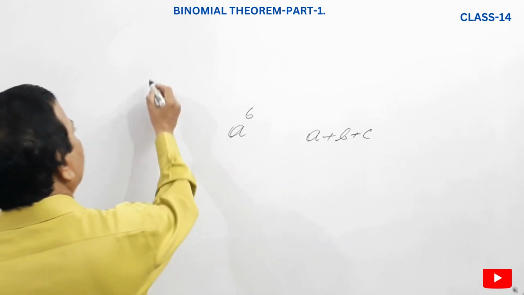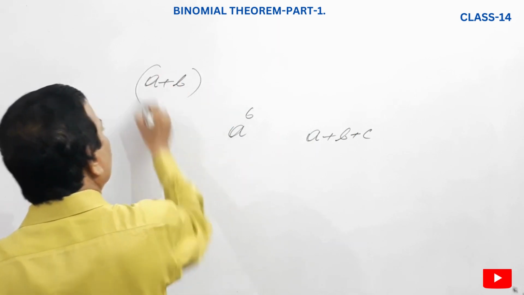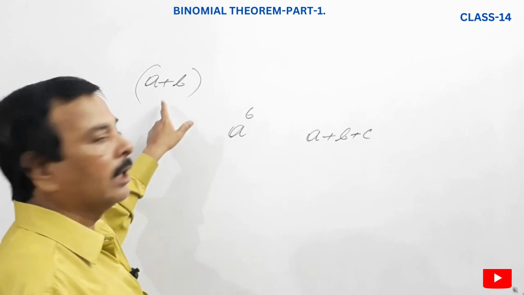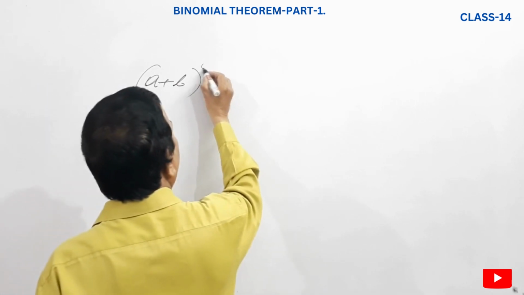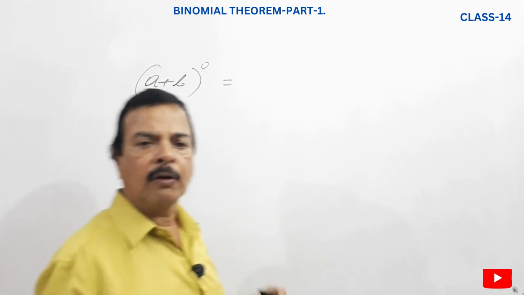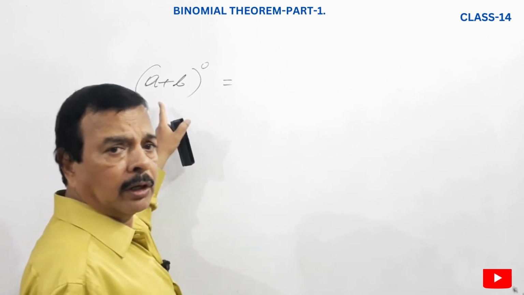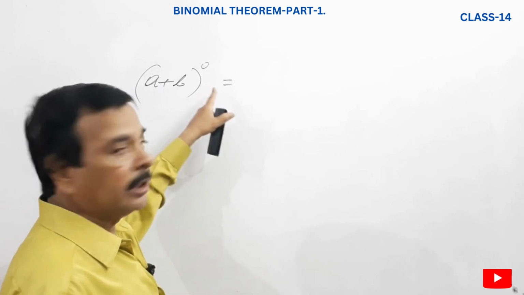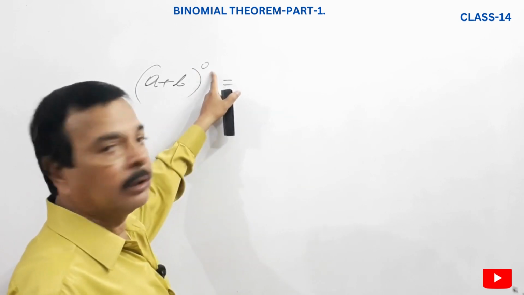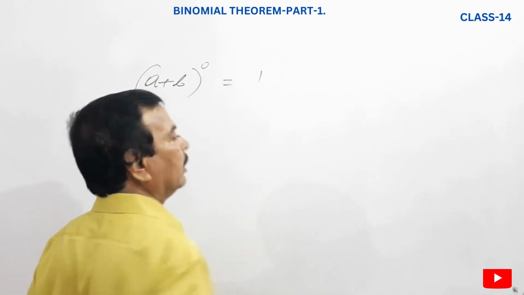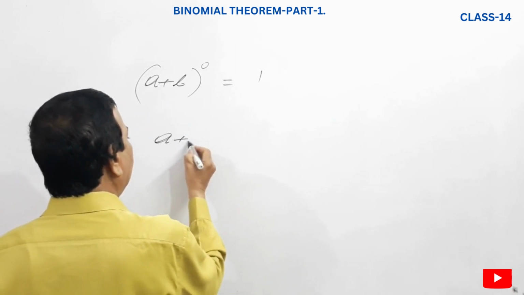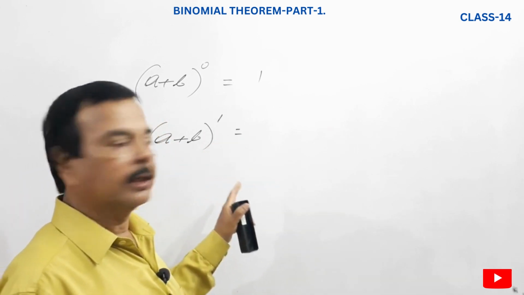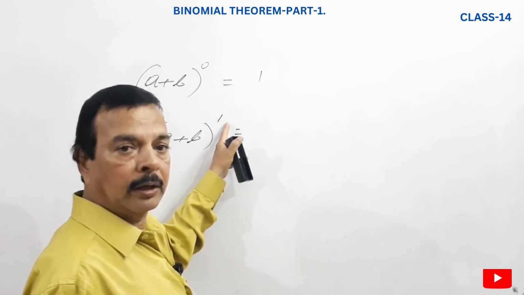Let us take an example of a plus b. Is it a binomial? Of course it's a binomial, because it contains two terms, right? I write this to the power of 0. Anything to the power of 0 is 1. So it's a polynomial of two terms, a sum of two terms, a binomial of degree 0, which is 1. Let us take another example. a plus b to the power of 1. It is a binomial of degree 1.